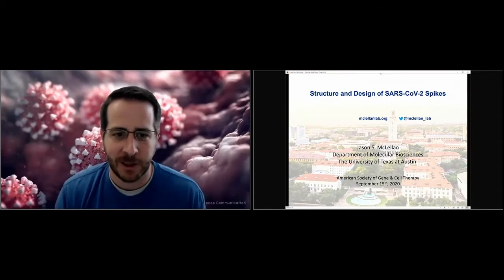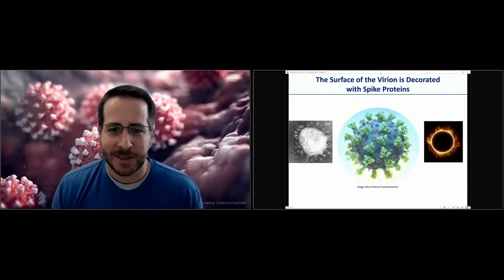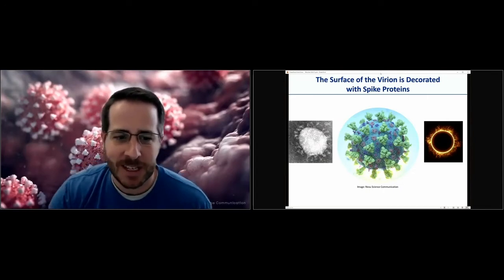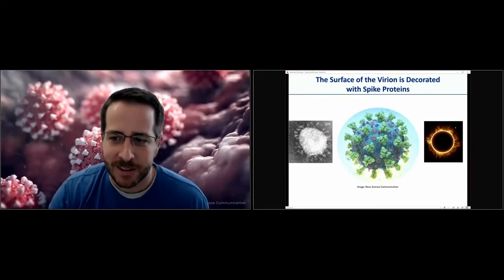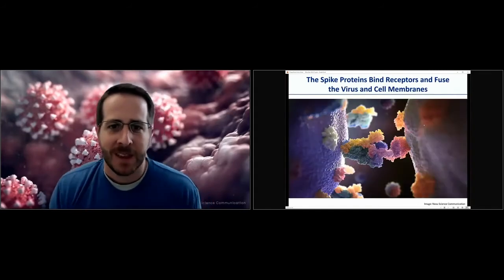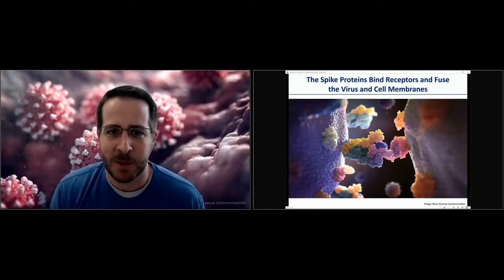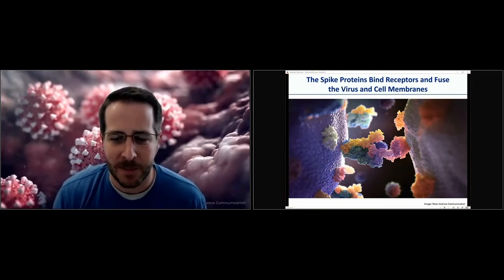Start off with a little bit of history. So as we know, the surface of the virion is decorated with spike proteins that give the fringe that led to the name coronaviruses, because it kind of looked like the solar corona. And the most important function is that they bind receptors and then subsequently fuse the virus and cell membranes.